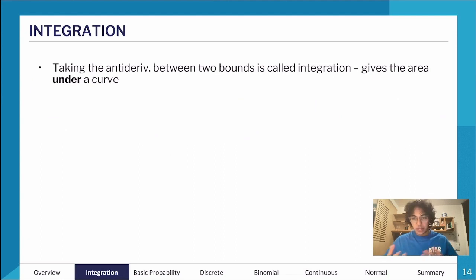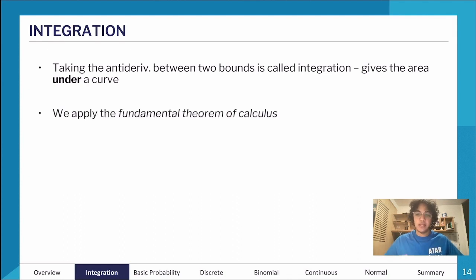So I sort of mentioned this. We can take an integral or an antiderivative between two bounds, and that just happens to give the area under the curve. Now I won't go into the reason as to why that gives the area under the curve, but if you are interested, there are really good explanations online. The only reason I won't go into it is that it's out of the scope of methods, and it's not really something you need to know, but if it is out of interest, a quick Google search generally gives you a good answer for that.